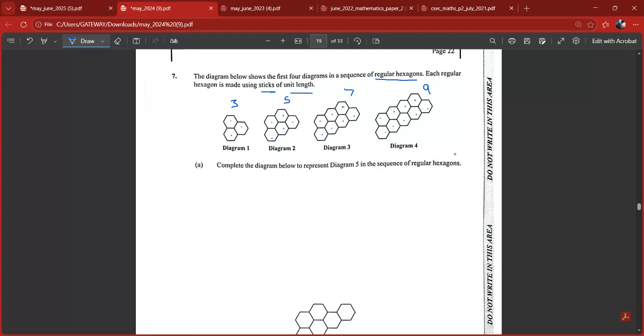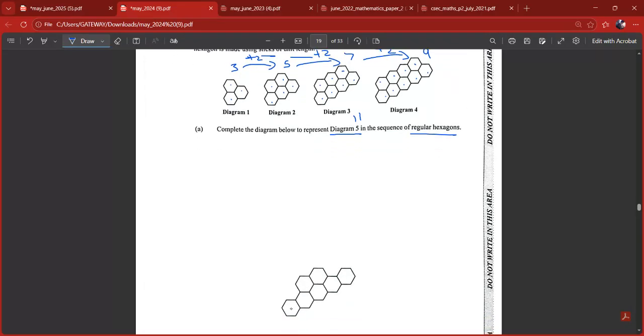So diagram 5 should have 11 hexagons. How did I get 11? From 3 to 5, you add 2. From 5 to 7, you add 2. From 7 to 9, you add 2 as well. So complete the diagram below to represent diagram 5 in the sequence of regular hexagons. So how much do we have here so far? We have 7, but we need to get 11. So how much do we need to add there now? We need to add 4, because 7 plus 4 is 11.